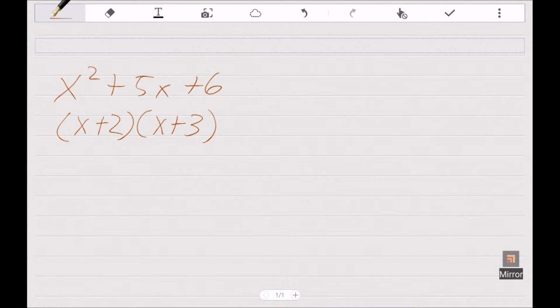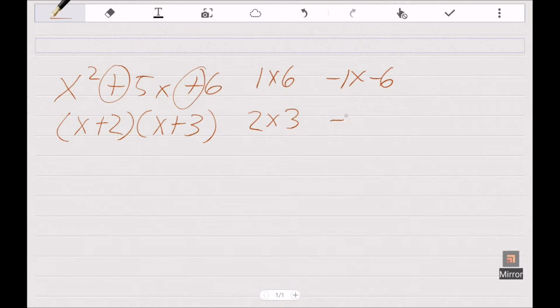how our signs work. And the way that we do that is we look at the signs in our original quadratic expression. Here, the plus in front of our 6 means that we have to have something that multiplies to make a positive answer. So both of our signs are going to be the same. So we can have 1 times 6 or negative 1 times negative 6. Similarly, we can have 2 times 3 and negative 2 times negative 3.